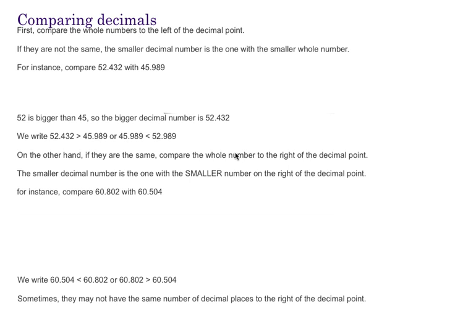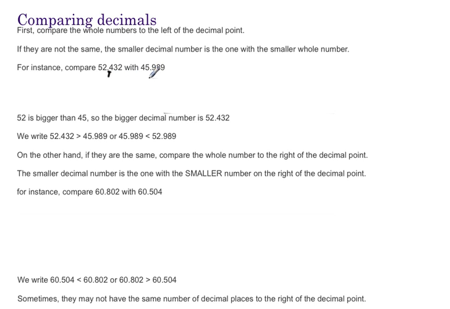Today we're going to be talking about comparing decimals. Remember, decimals are smaller portions of a whole number following the decimal point. This is the decimal point right here and right here. So first, if we're going to compare decimal numbers, we're going to compare the whole numbers to the left of the decimal point.